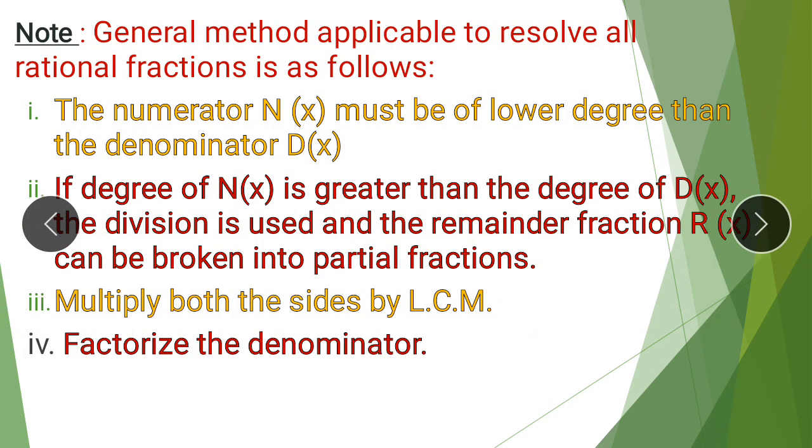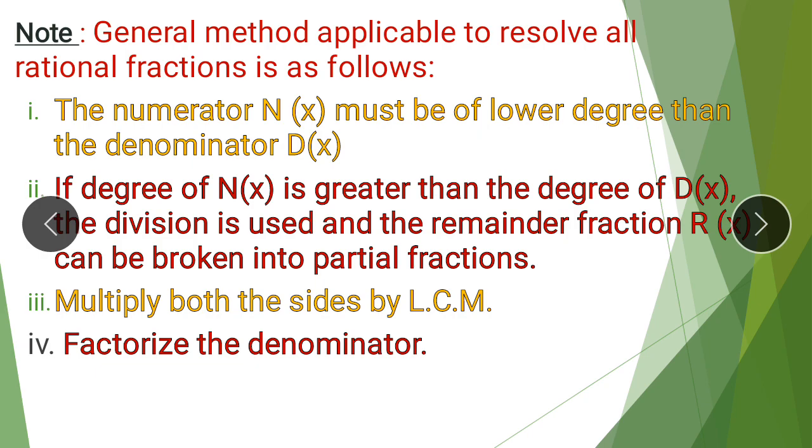Some points should be noted here, or you have to remember, about the general method applicable to resolve all rational fractions. If you want to resolve the resultant fractions into partial fractions, there are some points we have to keep in mind. The first one is that the numerator must be of lower degree than the denominator. The degree of the numerator should be less than the denominator. It means that it should be a proper fraction.